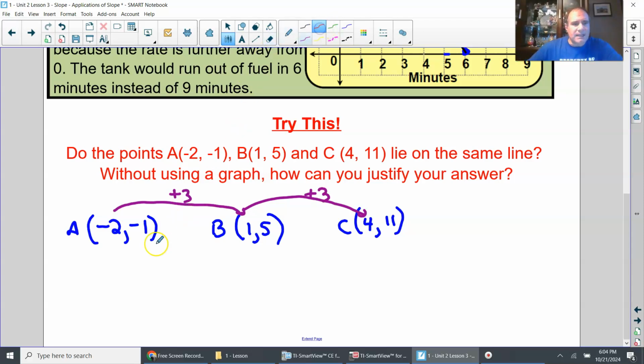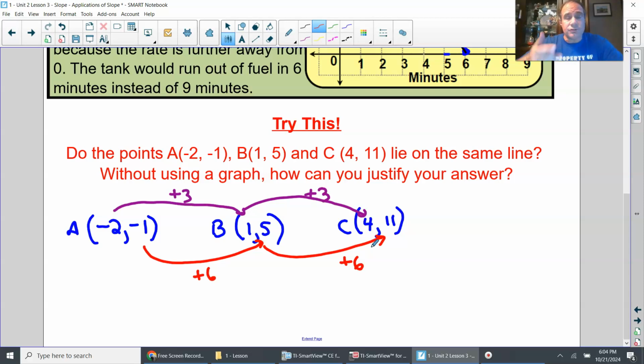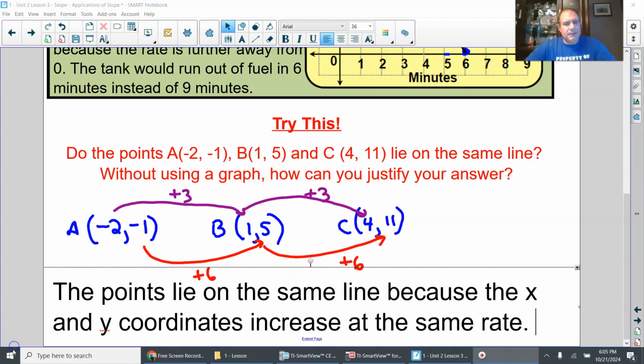All right, let's go ahead and talk about the Y though. What's happening from -1 to 5? That's plus 6. And then 5 to 11 is plus 6. So yes, they do keep the same slope, the same rate. So that means they are on the same line. And there it is. The points lie on the same line because the X and Y coordinates increase at the same rate. And by the way, they could decrease too, but it just has to be the same rate.